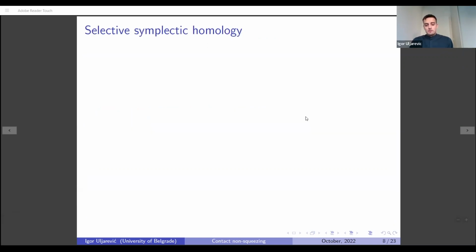In order to prove the non-squeezing results that I just mentioned, I constructed a version of symplectic homology that I still call selective symplectic homology. It relies on classical symplectic homology, especially the version by Viterbo. And it resembles the relative symplectic homology by Varolganas. And in a way, it can be thought of as an open analog of relative symplectic homology.